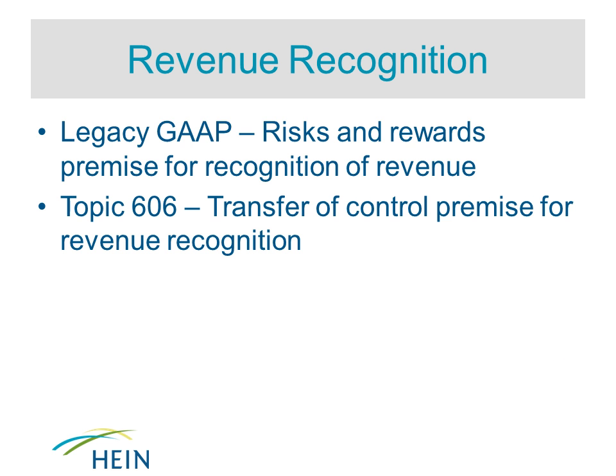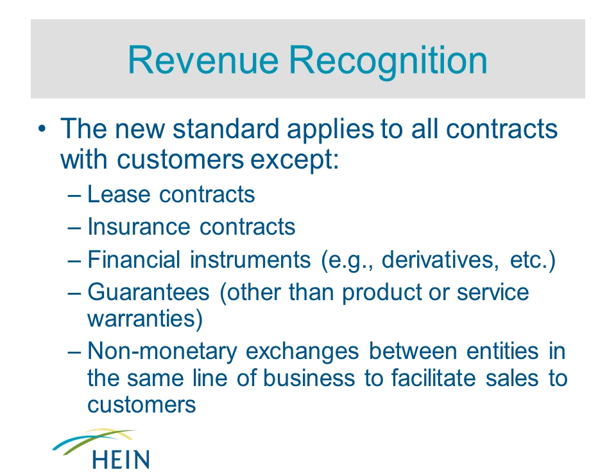So a few of the scope exceptions on the next slide, just kind of run through this pretty quickly, but where the standard does not apply is to lease contracts, insurance contracts, financial instruments such as derivatives, guarantees, and non-monetary exchanges between entities in the same line of business to facilitate sales to customers.